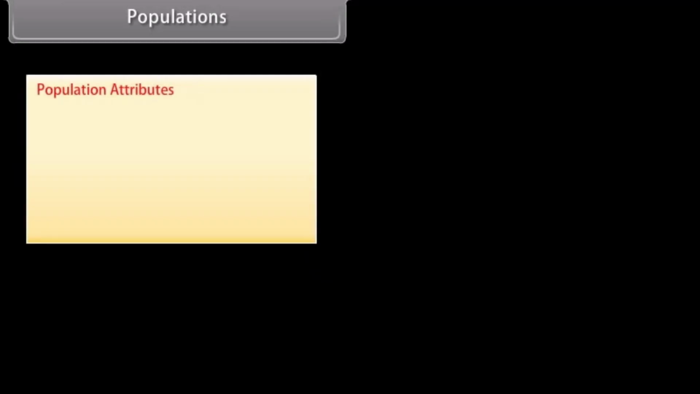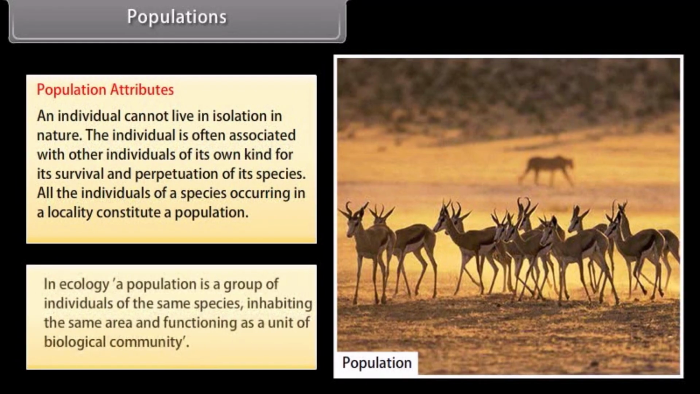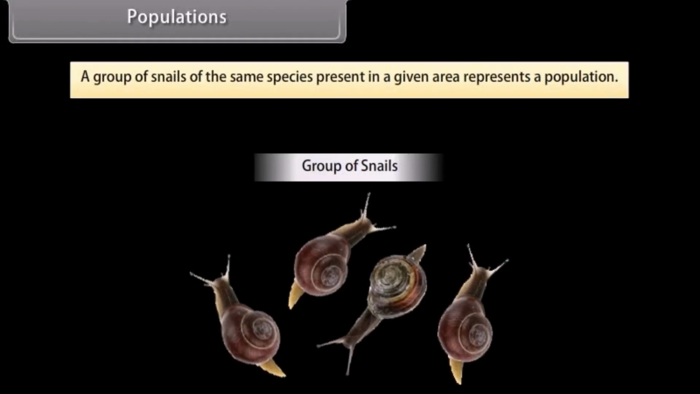Populations. Population attributes. An individual cannot live in isolation in nature. The individual is often associated with other individuals of its own kind for its survival and perpetuation of its species. All the individuals of a species occurring in a locality constitute a population. In ecology, a population is a group of individuals of the same species inhabiting the same area and functioning as a unit of the biological community. A group of snails of the same species present in a given area represents a population.